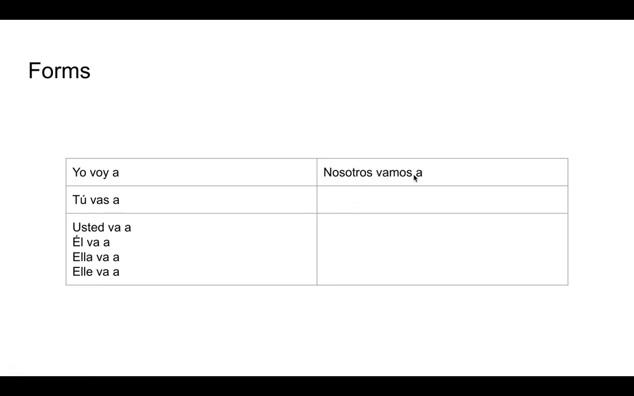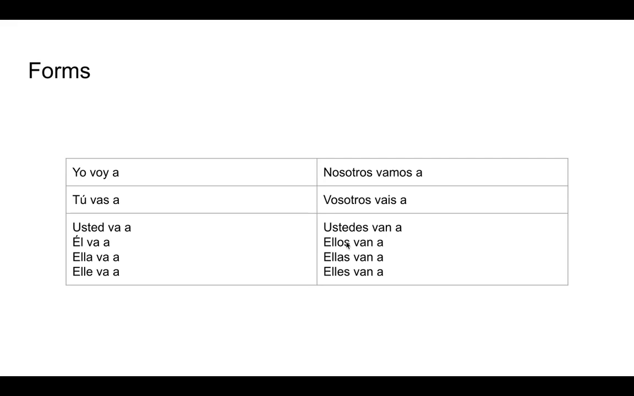Nosotros vamos a. We are going to. Vosotros vais a. Y'all are going to. Ustedes van a. You guys are going to. Ellos van a. They are going to. Ellas van a. They are going to. So again, all of these verbs in this box share van as their form. So make sure you put your subject so we know who is going.